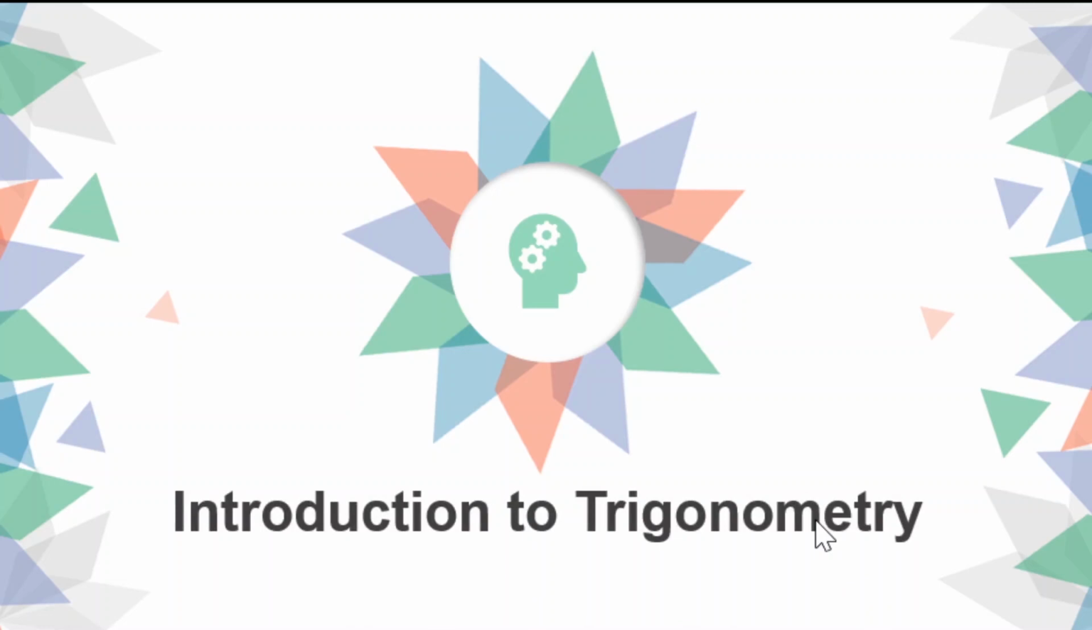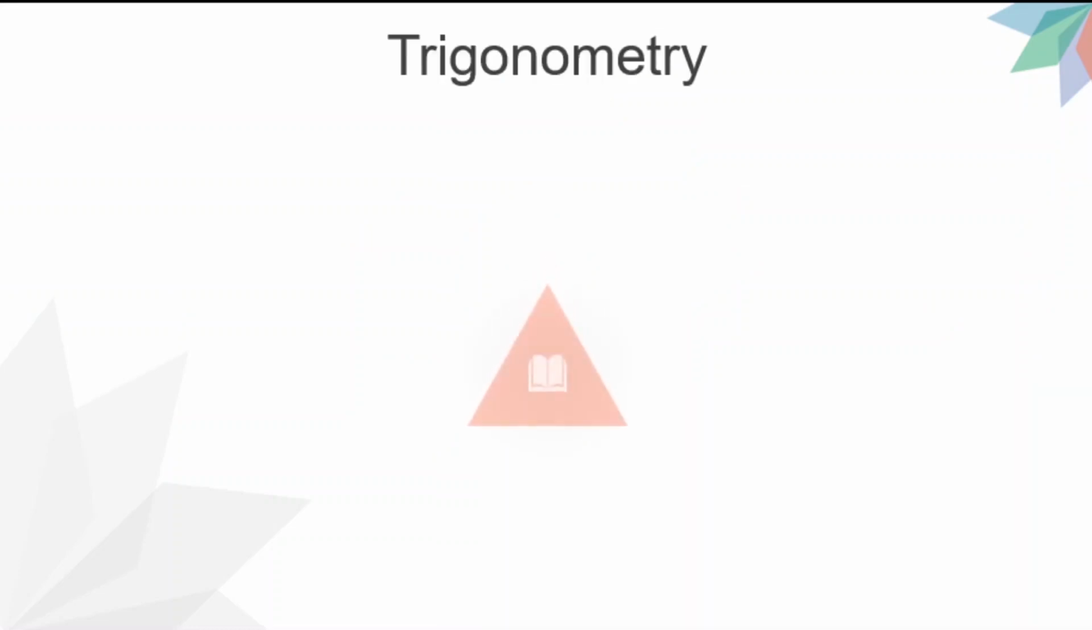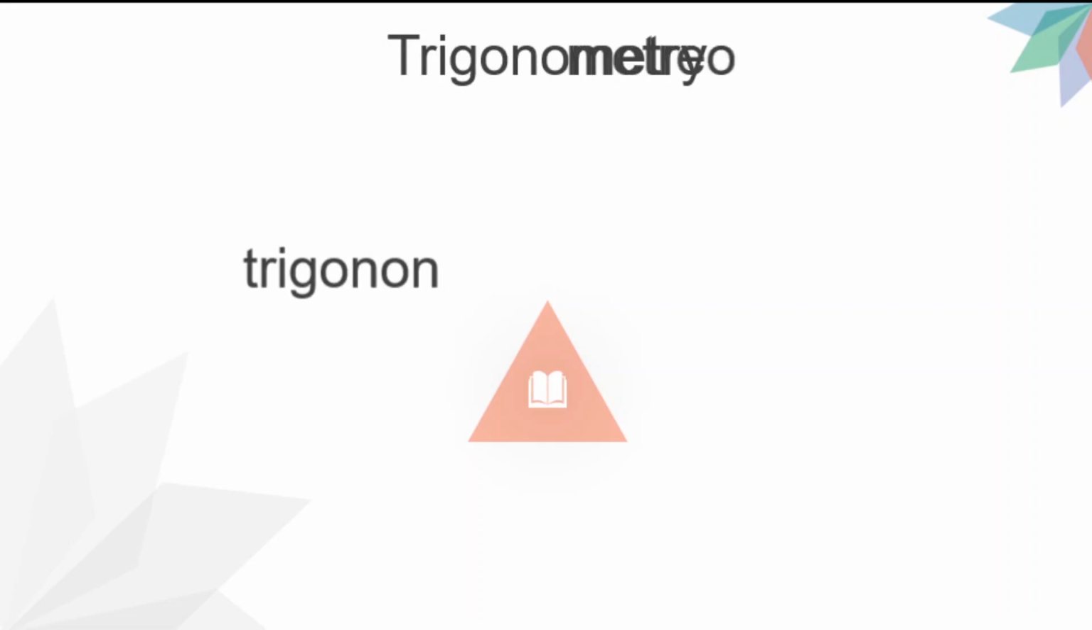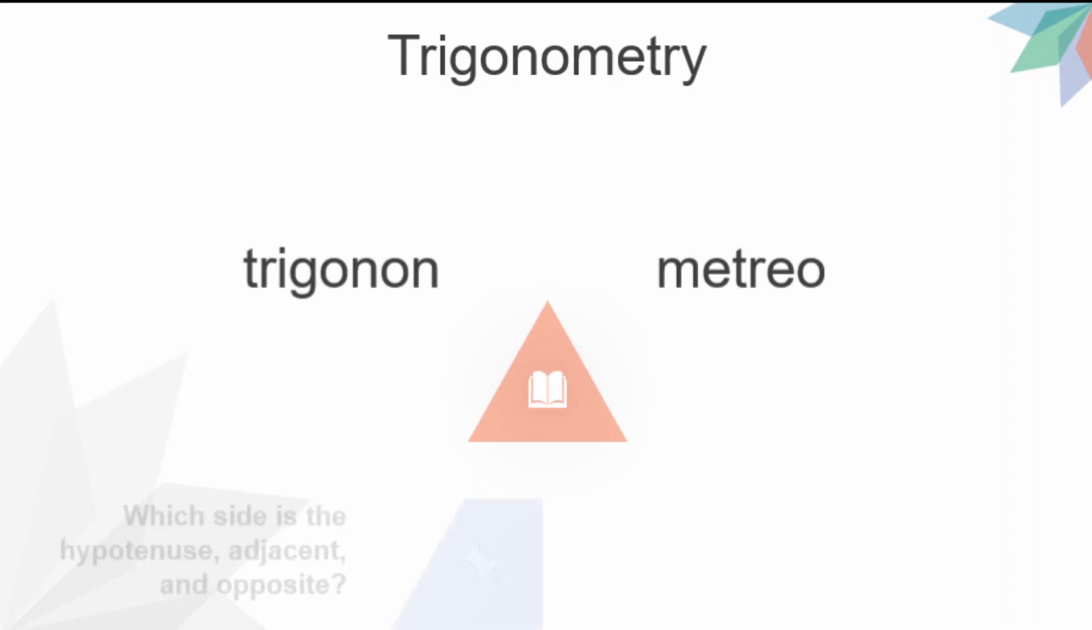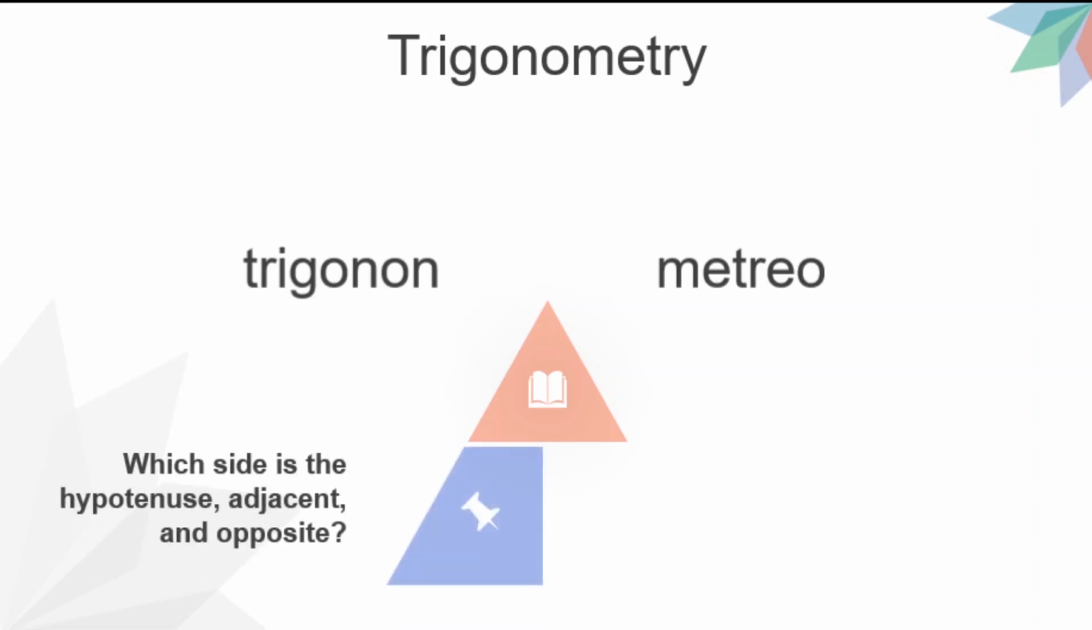Now let us move to our lesson, trigonometry. Trigonometry is derived from two Greek words. The first one is trigonon, which means triangle, and metreo, which means measure. Hence, trigonometry is the study of the measurement of triangles. Now, let us identify which side is the hypotenuse, the adjacent side, and the opposite side.